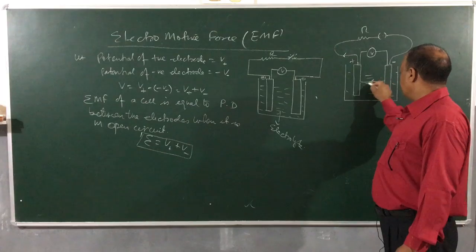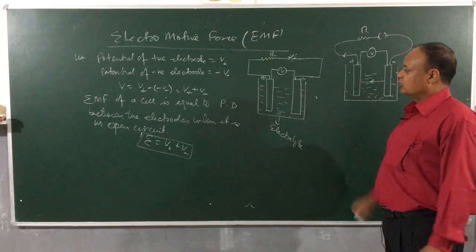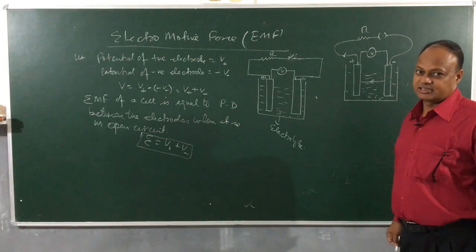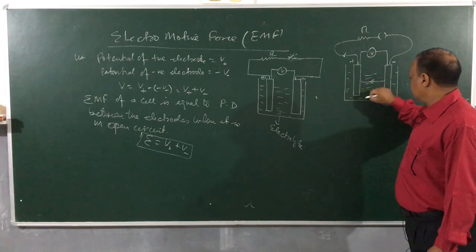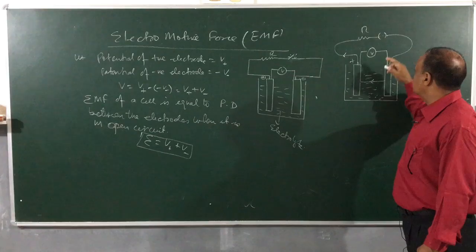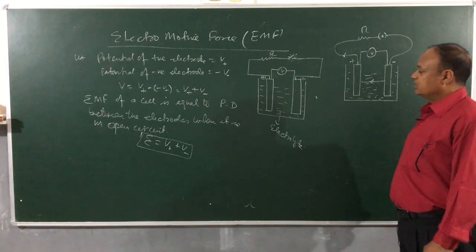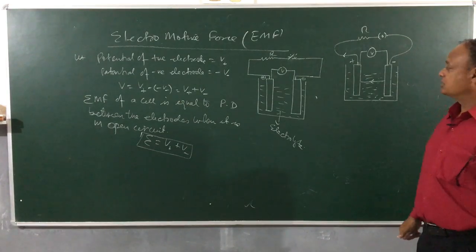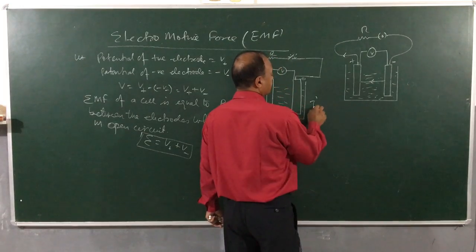Then the electrolyte here will offer a certain amount of resistance. Actually, we call this resistance what? Internal resistance. So, some of the energy will be spent in driving the current between the two electrodes, and in this case, whatever reading the voltmeter gives you will be the terminal potential difference, and we denote it by V. So, we will define what is terminal potential difference.